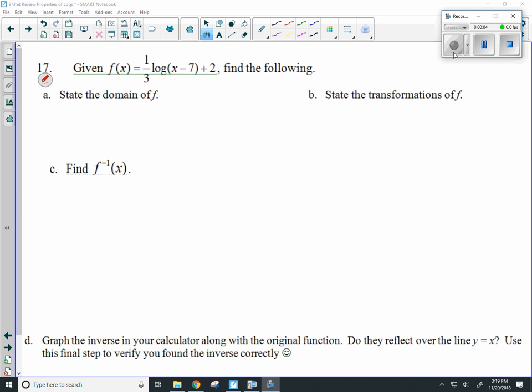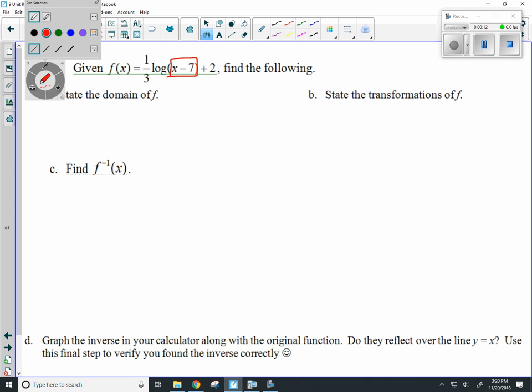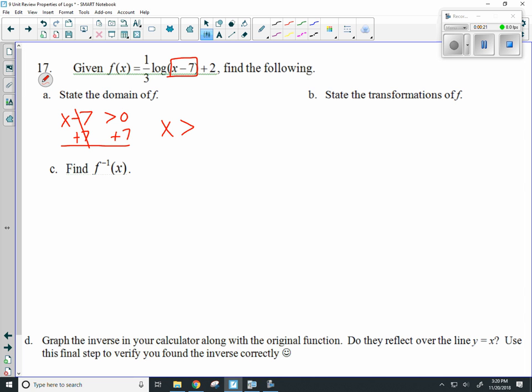This one we're going to start by finding the domain. So again, you're going to want to take whatever's on the inside of the logarithm, so this x minus 7, and set it greater than 0. Solve for x. So x is going to end up being greater than positive 7.